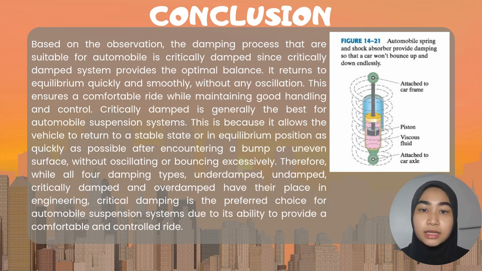This is because it allows the vehicle to return to a stable state, or equilibrium, as quickly as possible after encountering a bump or uneven surface without oscillating or bouncing excessively. Therefore, while all four damping types, underdamped, undamped, critically damped, and overdamped, have their place in engineering, critical damping is the most preferred choice for automobile suspension systems due to its ability to provide a comfortable and controlled ride.